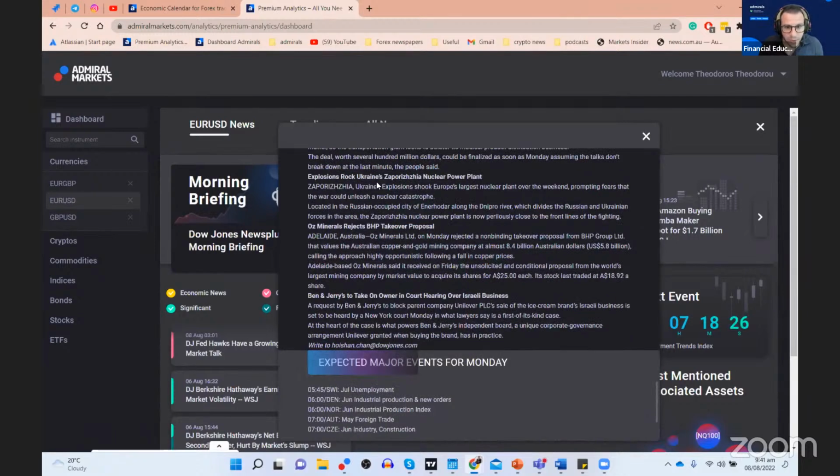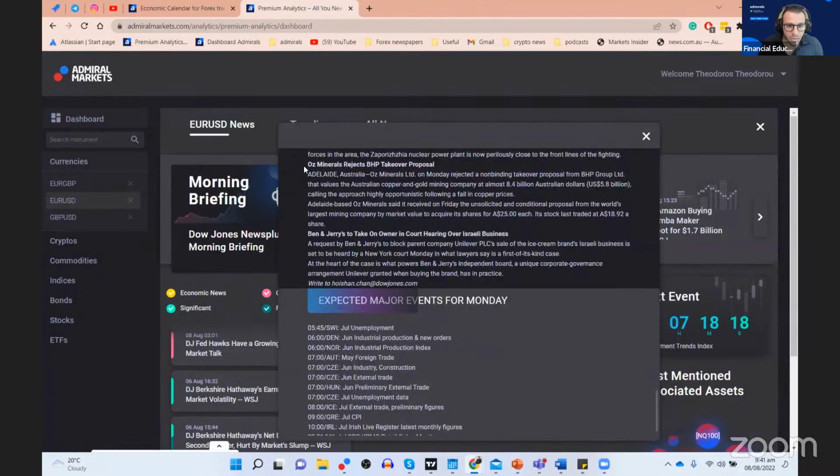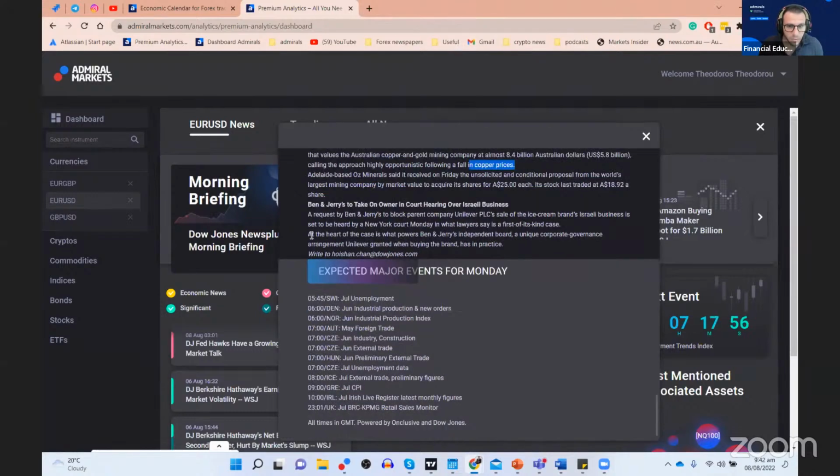Explosions rock Ukraine's Zaporizhia nuclear power plant. This from Australia. Oz Minerals rejects BHP takeover proposal. Okay, we have some gold mining company, almost 8.4 billion Australian dollars, calling this approach highly opportunistic following a fall in copper prices. And the last one for today, Ben & Jerry's to take on owner in court hearing over Israeli business.